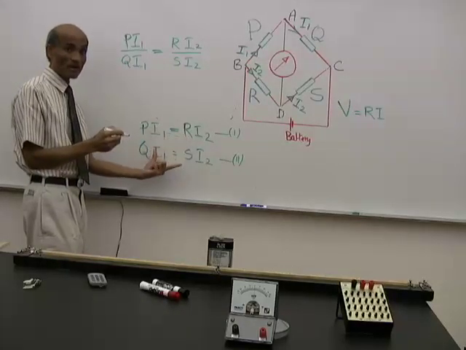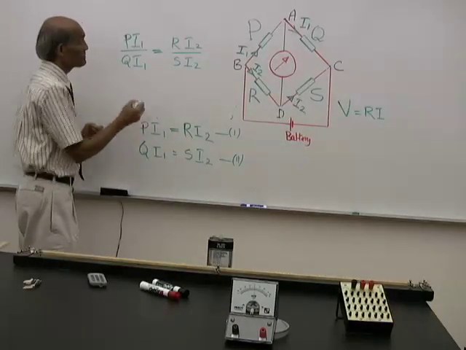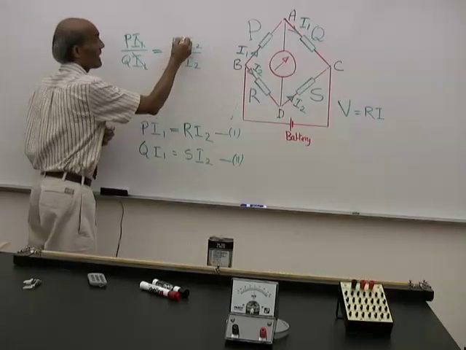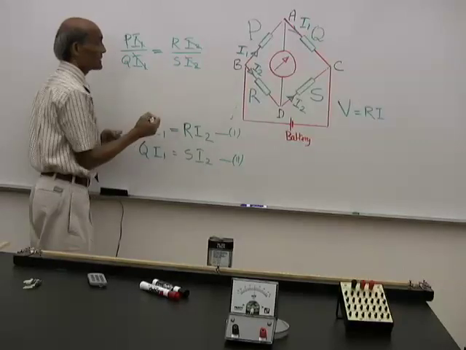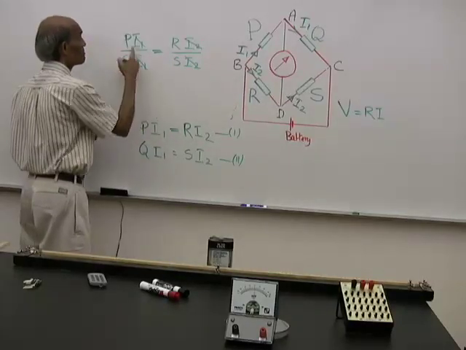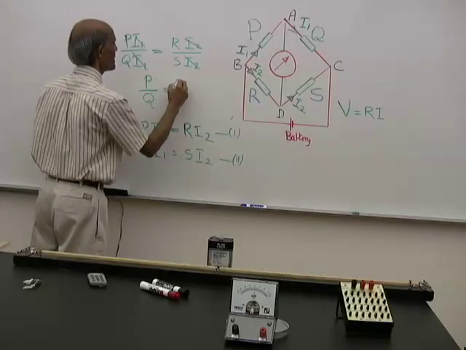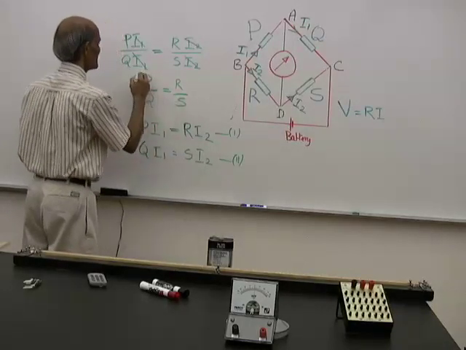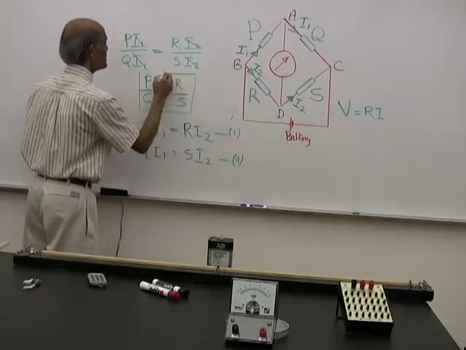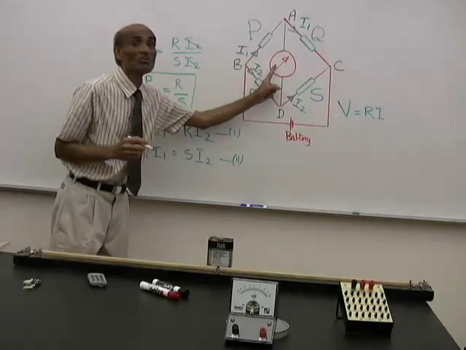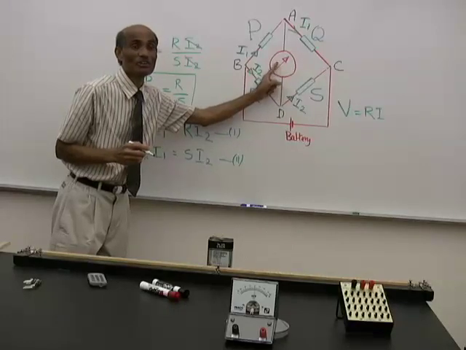Divide equation 1 by equation 2. And look at the advantage there. I1 and I1 cancel. I2 and I2 cancel. We have P over Q equal to R over S. Now, this is called the condition when the Wheatstone bridge is balanced.